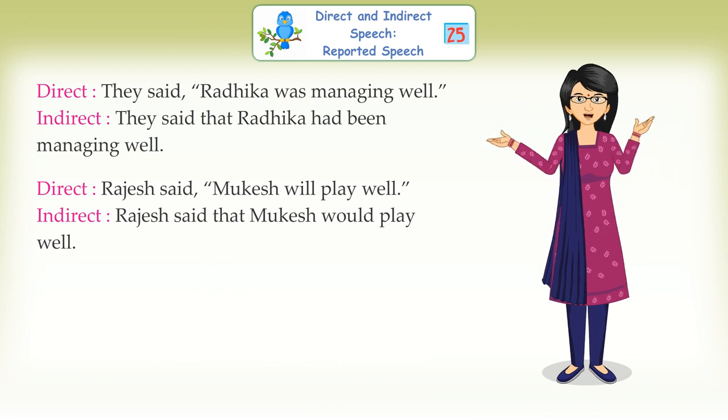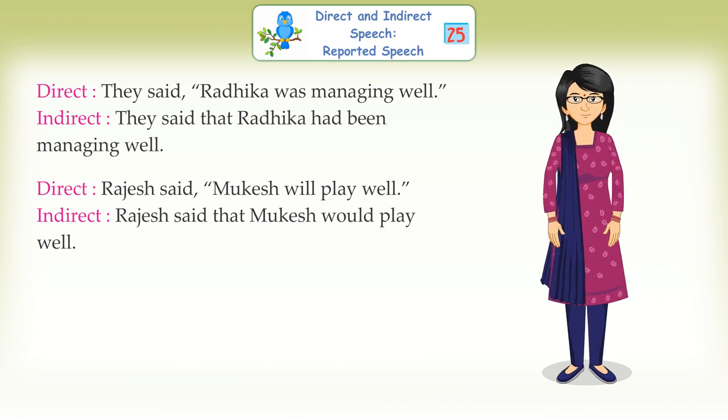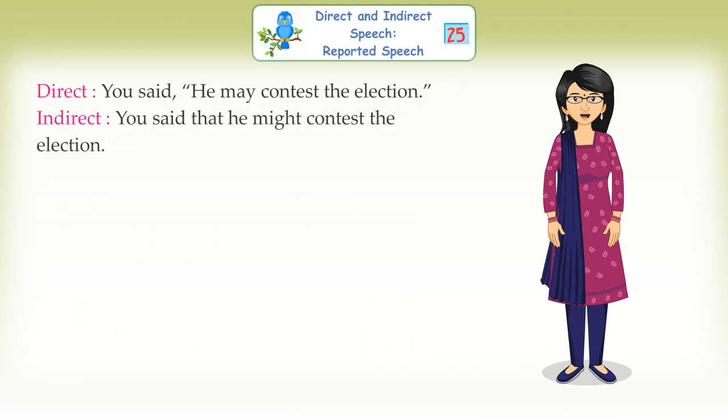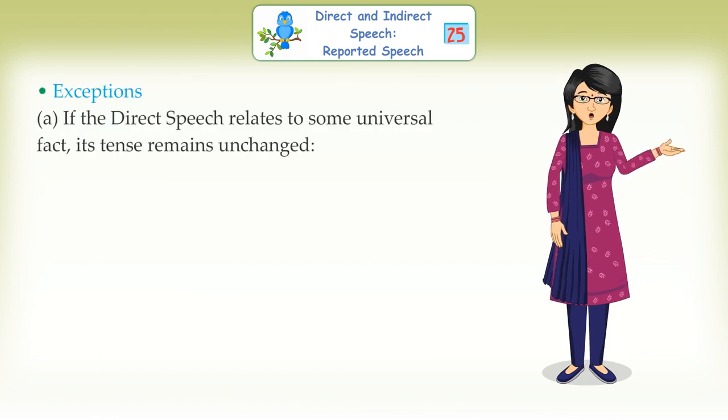Direct: Rajesh said, "Mukesh will play well." Indirect: Rajesh said that Mukesh would play well. Direct: I said, "She can dance very well." Indirect: I said that she could dance very well. Direct: You said, "He may contest the election." Indirect: You said that he might contest the election.